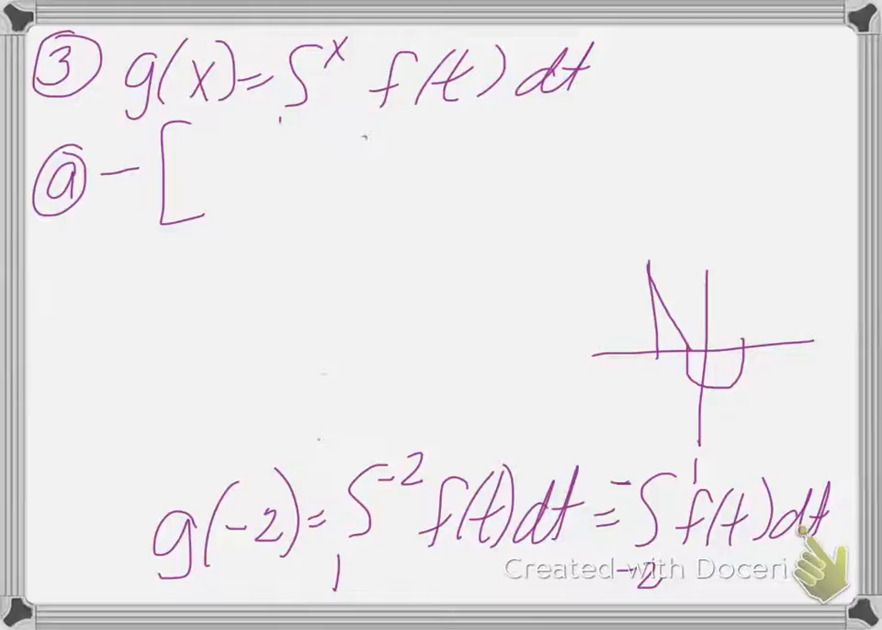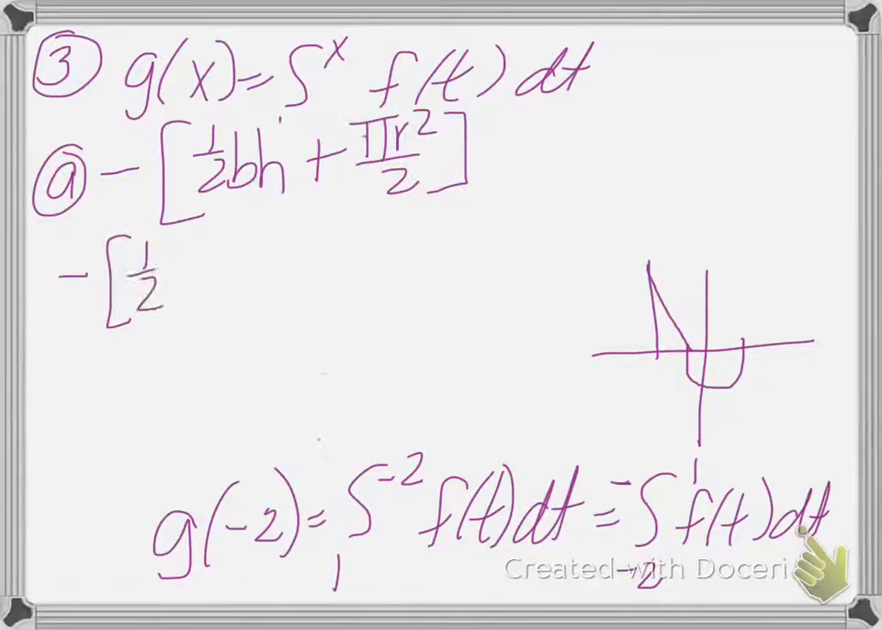Okay, so first let's do the triangle. That's going to be 1/2 base times height. And to that, we're going to add half of a circle, so that's going to be pi r squared over 2. And now we just have to figure out what each of these things equal. So the base going from negative 2 to negative 1 is just equal to 1. And then the height is 3. Just look at the picture.